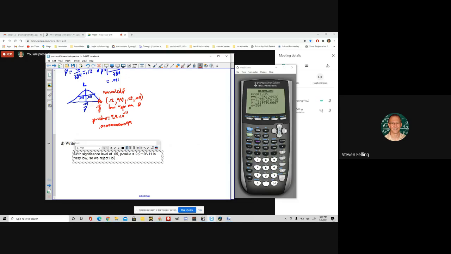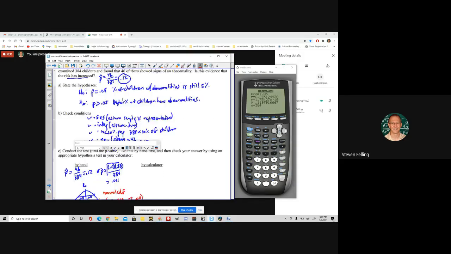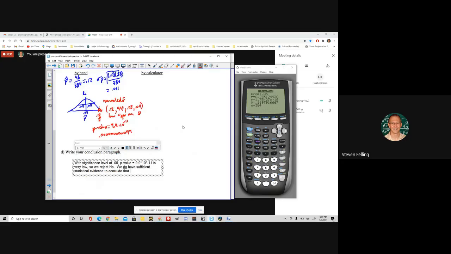That's the first sentence. The second sentence is going to be, since we did reject the null, that means we do have sufficient statistical evidence to conclude, and then we write whatever our alternate hypothesis wording is, which is that a higher percentage of children now have abnormalities. With that, maybe we can say this: the percentage of children with genital abnormalities is greater than the 5% historical value.